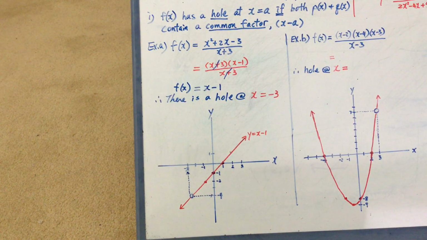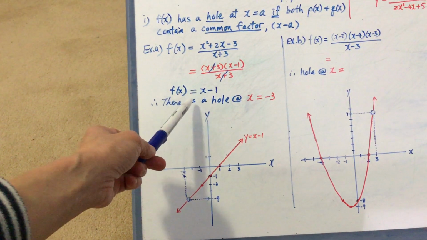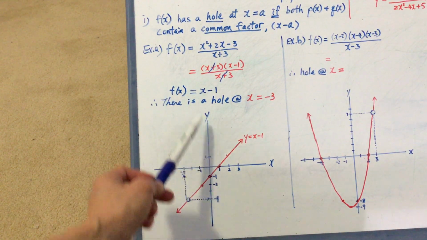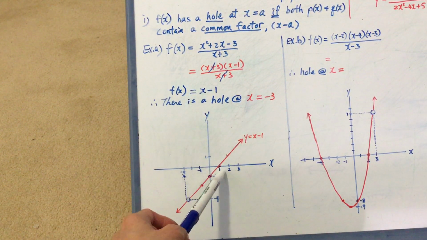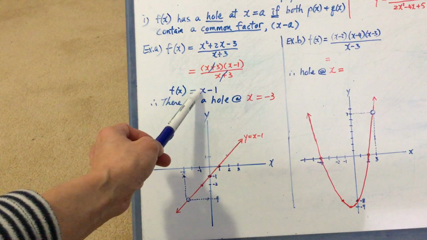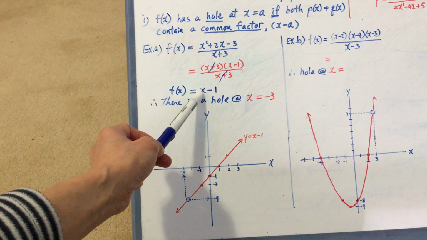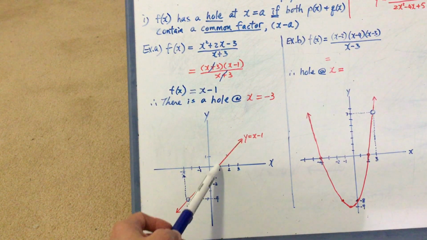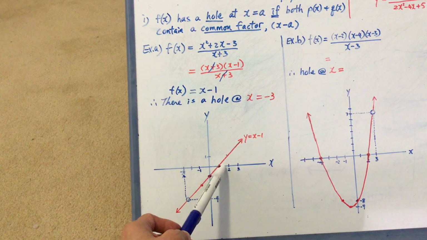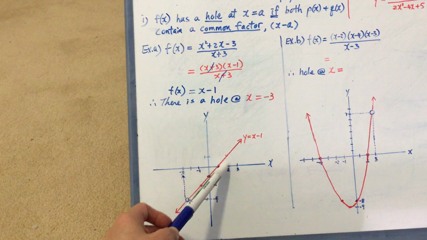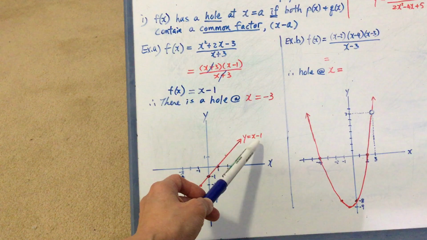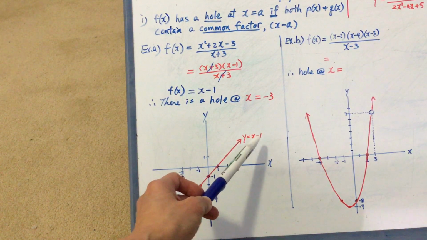And so if x is equal to 0, you get a minus 1. If x is equal to 1, you get a 0. And if x is equal to minus 1, then you get a minus 2. So you don't need 3 points, but 2 key points with the y-intercept or the x-intercept, you should be able to draw this line, okay? So this red line here is y equal to x minus 1, okay?